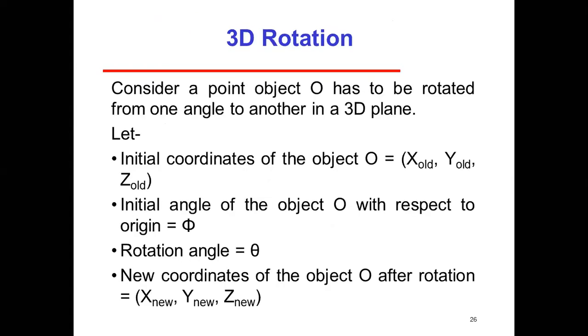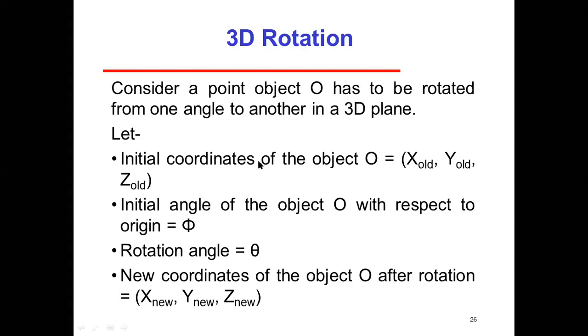Now another is the 3D rotation. How are we going to rotate our object in case of the 3D? I have already told you, in case of the 3D, we can rotate our object about the x-axis, the y-axis, or the z-axis. So here we will use a different matrix for each one.